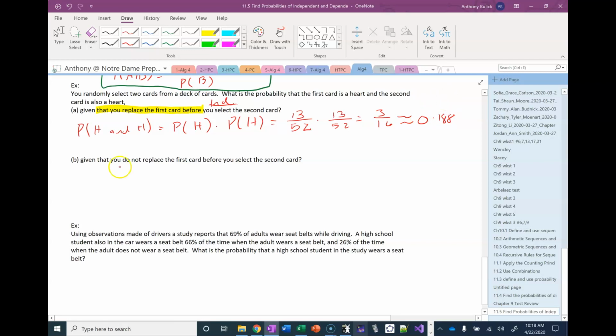The second one says that we do not replace the first card. So this, again, is still the probability of drawing a heart and then another heart. But here, this is going to be dependent because we're not putting that card back.